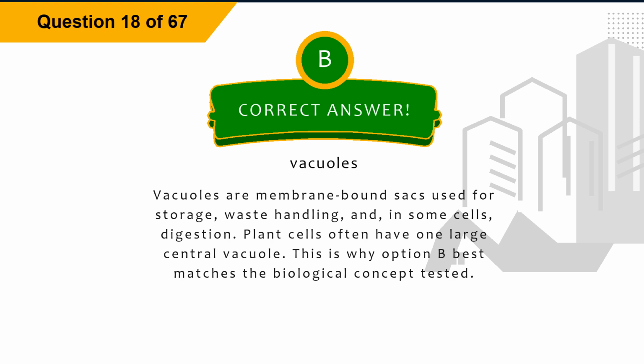The correct answer is option B, vacuoles. Explanation. Vacuoles are membrane-bound sacs used for storage, waste handling, and, in some cells, digestion. Plant cells often have one large central vacuole. This is why option B best matches the biological concept tested.